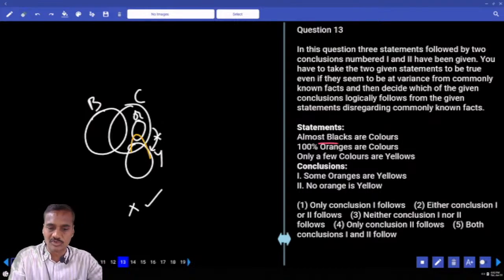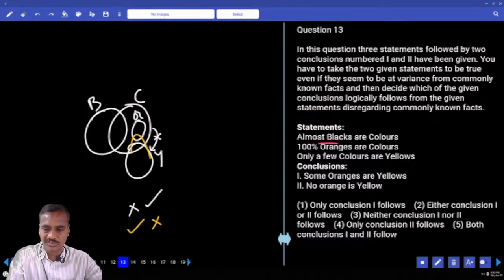And alternate diagram true, previous conclusion false. And at the same time, this has become true. Then what is your answer? Either 1 or 2, question number 13, choice 2.